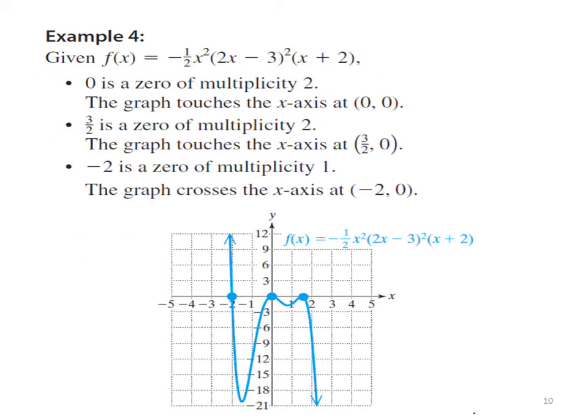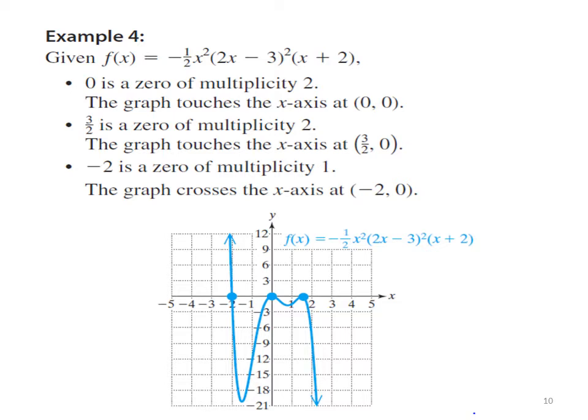If you look at the graph of the function, the number 0 is a zero of multiplicity 2, because x squared, you can think of as x times x, so the zero is repeated twice. The graph touches the x-axis at 0, 0, as you can see from the graph.